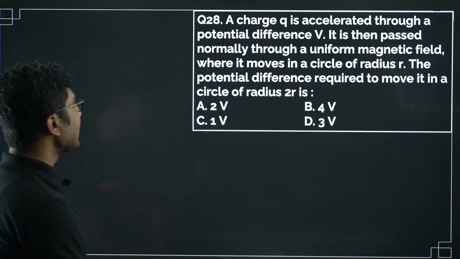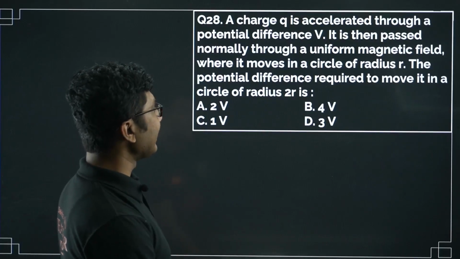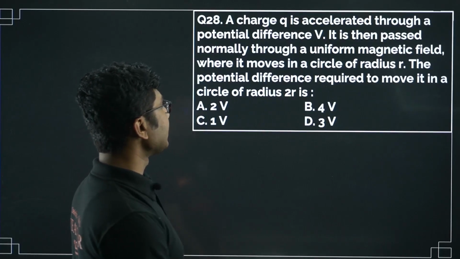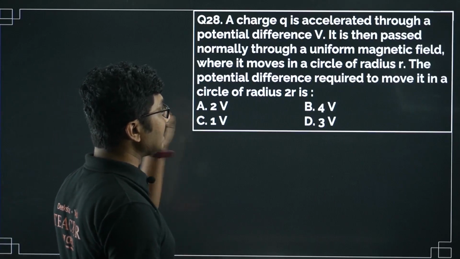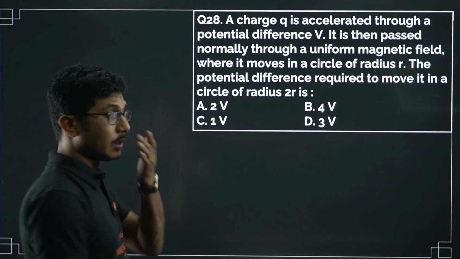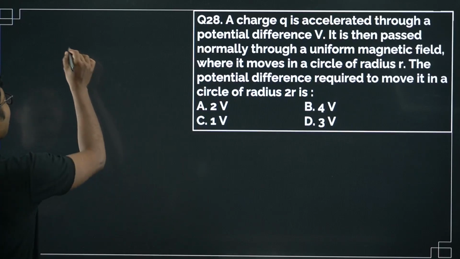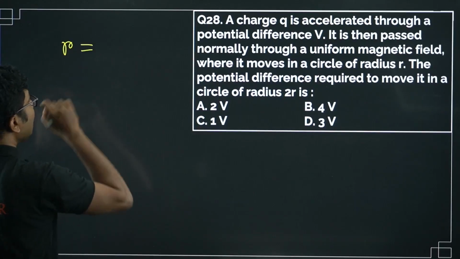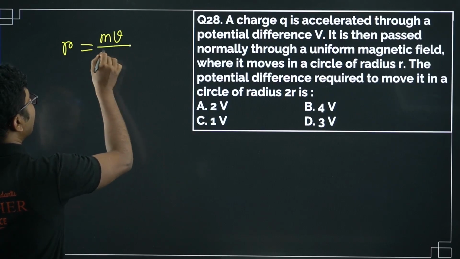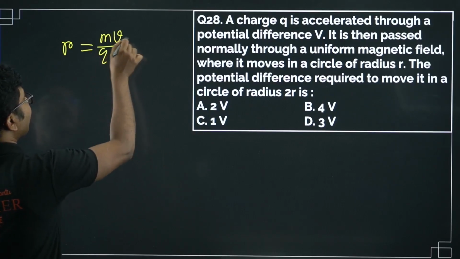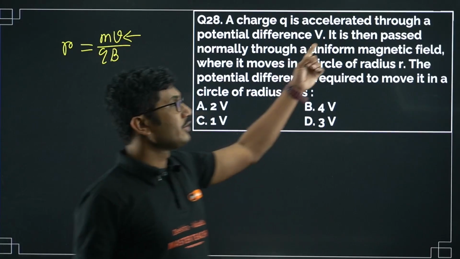A charge q is accelerated through a potential difference V. It is then passed normally through a uniform magnetic field where it moves in a circle of radius r. What is the potential difference required to move it in a circle of radius 2r? First we have to remember the formula for the radius. It is mv by qB. Now here this is the velocity, not the potential difference.